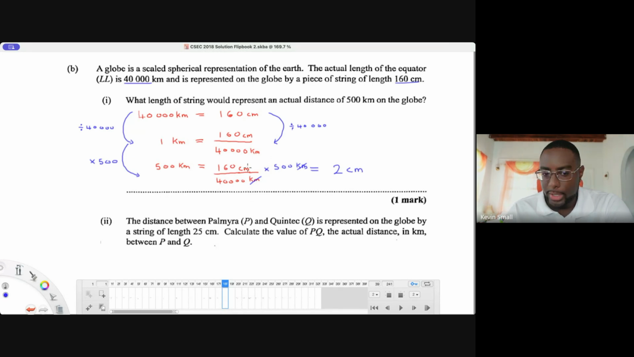All right, so next question. The distance between these two places is represented on the globe by a string of length 25 centimeters. Calculate the value of PQ, the actual distance in kilometers. So that's straightforward. If you understood this answer here, then this answer is even more straightforward. So what answer do you all have for this?